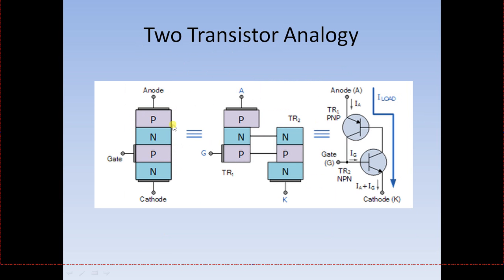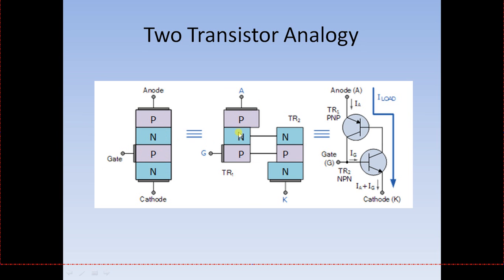This is the thyristor. It consists of four layers of semiconductor. One is the P layer, another N layer, another P layer, and then an N layer. So in total, four layers, two P layers, interspersed by two N layers. So this is the anode, the cathode, and the gate. Okay, this can be represented by this diagram.